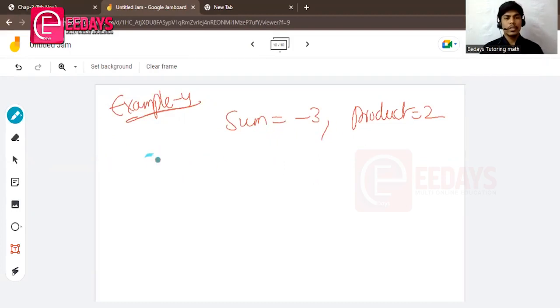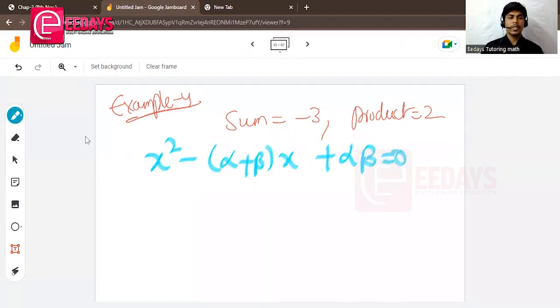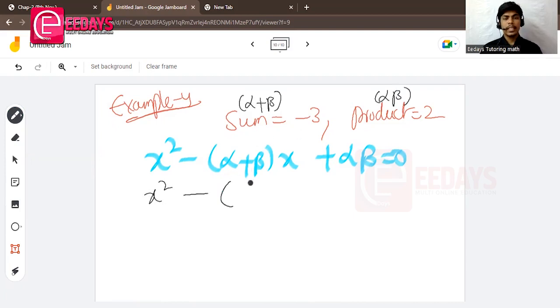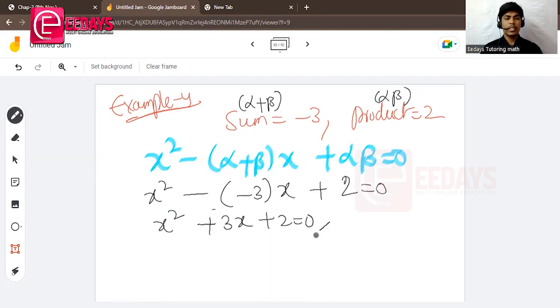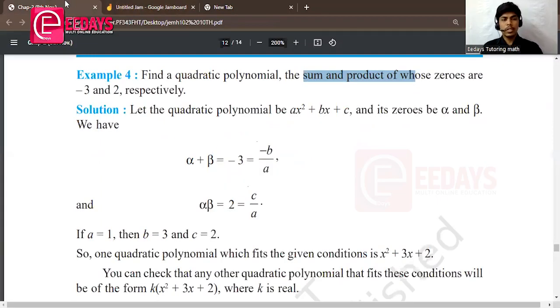Let's write it. So x square minus (alpha plus beta) into x plus alpha into beta is equal to 0. Here, sum is nothing but alpha plus beta and product is nothing but alpha beta. Let's substitute: x square minus (minus 3), I'm substituting each and every symbol, alpha beta is 2, is equal to 0. Minus into minus is plus, so x square plus 3x plus 2 is equal to 0. This is the required polynomial equation they asked for.